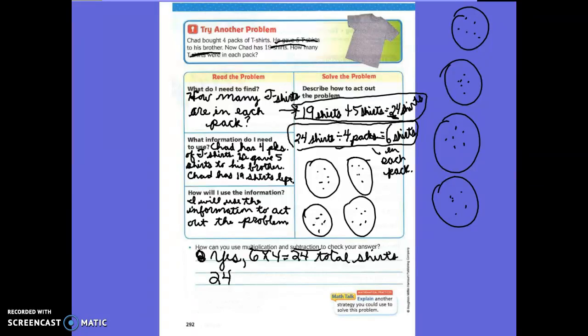He gave five shirts to his brother. So what am I going to do? You guys told me this at the beginning of the story. With that 24, he gave five to his brother. So what are we going to do? Minus five, because he gave five to his brother. Write this down. And what does that equal then, guys? 19 shirts. Did we end up with the same thing as what they're saying up here? Yes. Okay, then our answer should be correct.